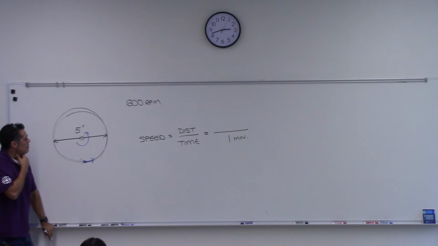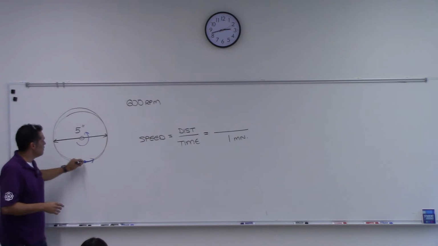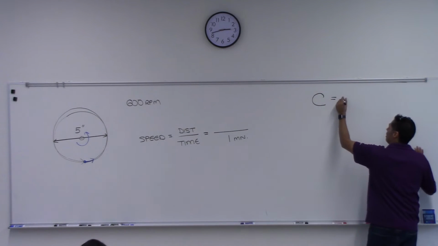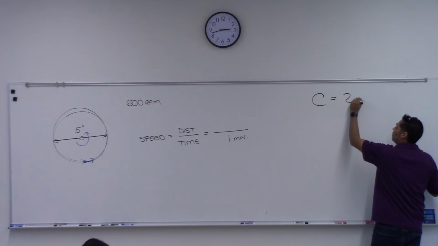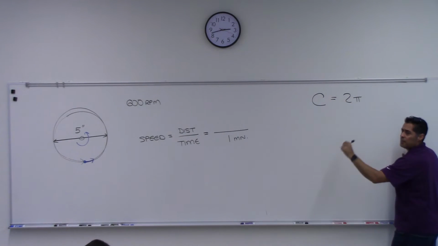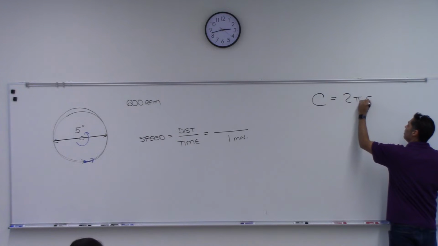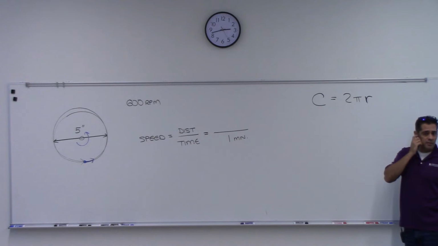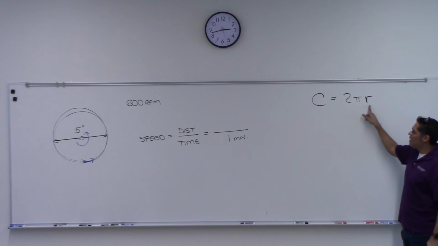So why don't I figure out what the circumference of this circle is? Like, what is the distance from here to here? So what is the circumference of all circles? You have to know this formula. That's the area. Circumference is 2 pi r. 2 pi r is your circumference. Now, do you know your radius? What is it? 2.5, right? Half of the 5 inches.